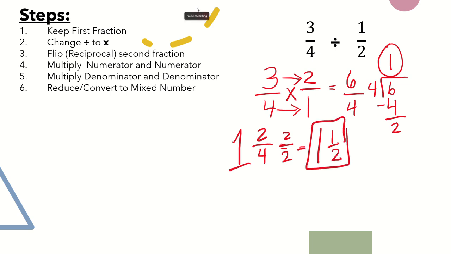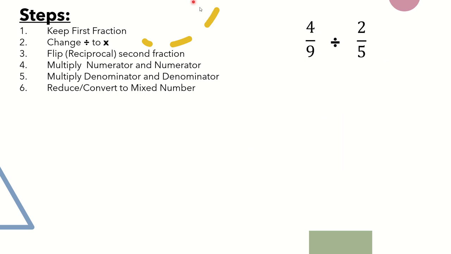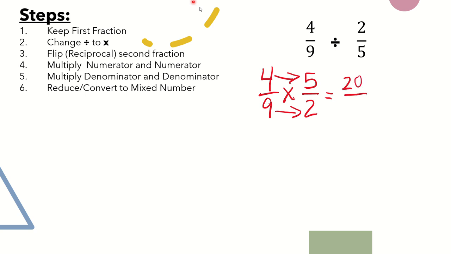Let's look at another example. Keep, change, flip. And just practice that a couple of times. Keep, change, flip. Multiply straight across, numerator by numerator, denominator by denominator. 4 times 5 gives me 20. 9 times 2 gives me 18.